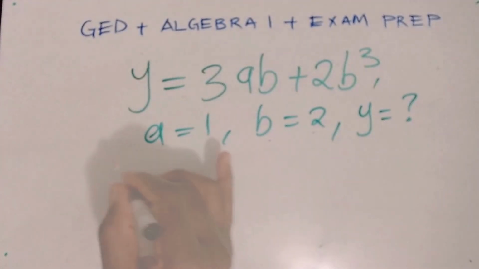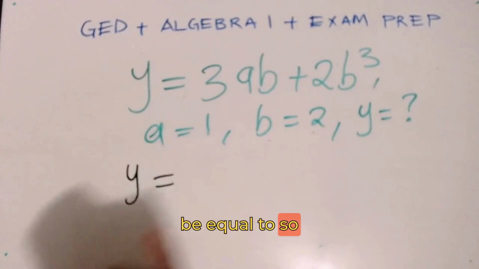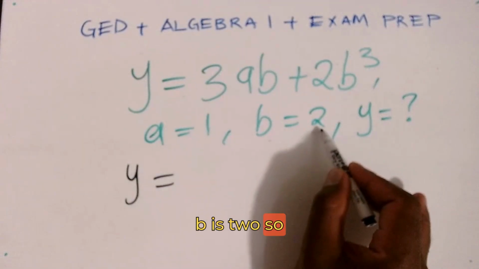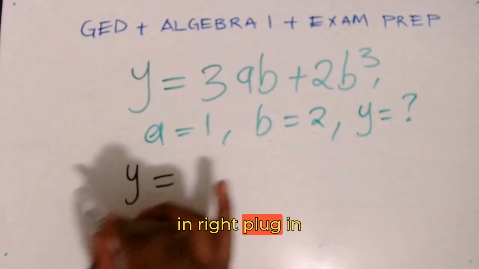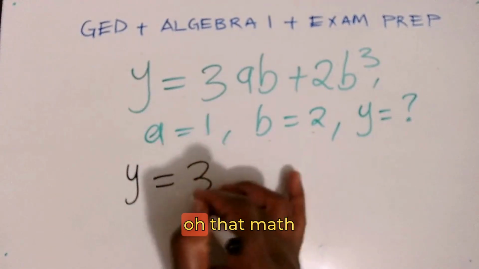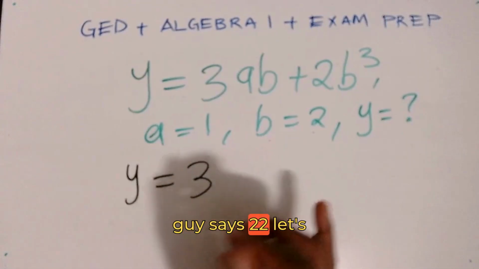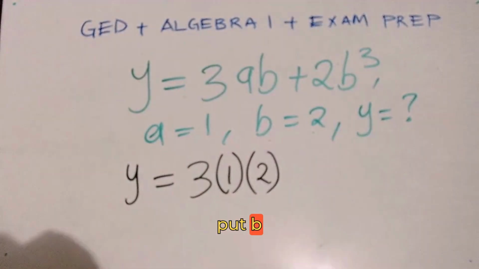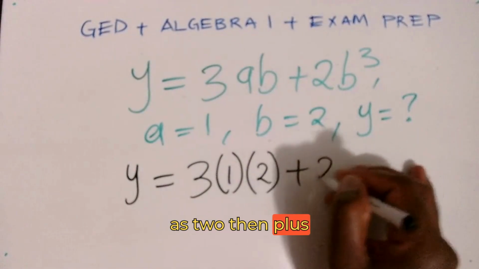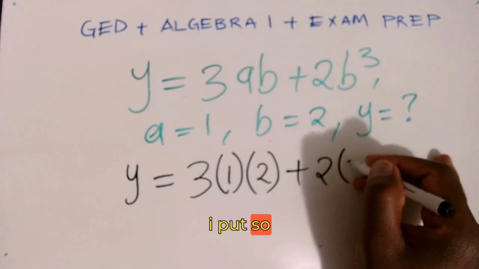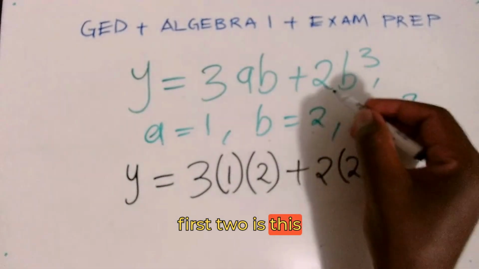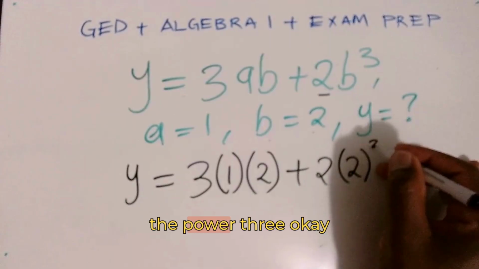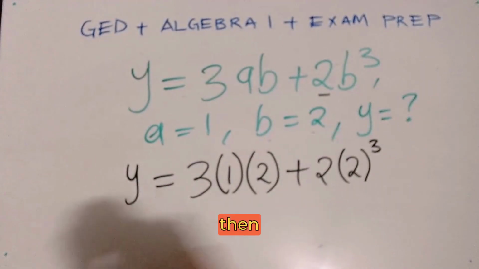Okay. So y here will be equal to, so you see, we've been told that a is 1 and b is 2. So we just plug in, right? Plug in. So I put 3, let's see what happens. So I put 1, I put b as 2, then plus 2. Then I put, so remember the first 2 is this 2 that is here, and the b is 2, so to the power 3. Okay.